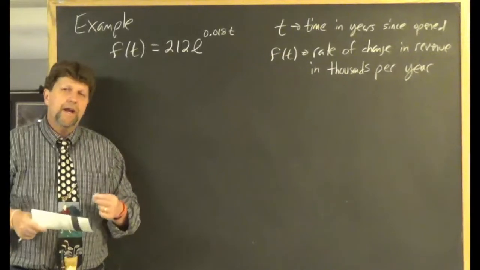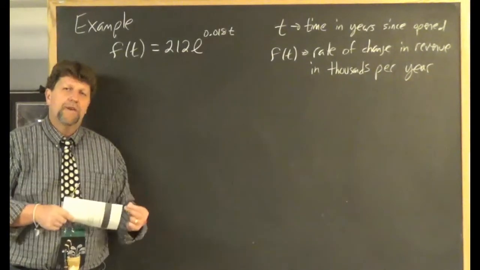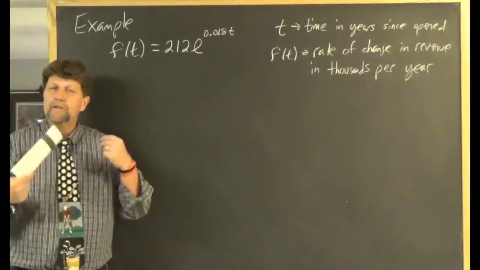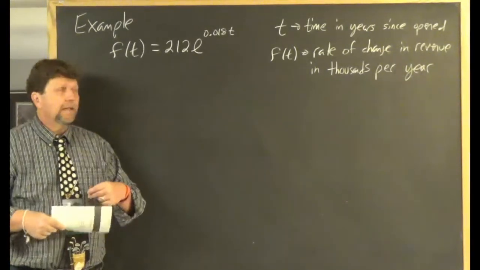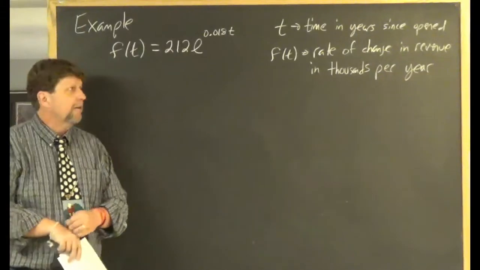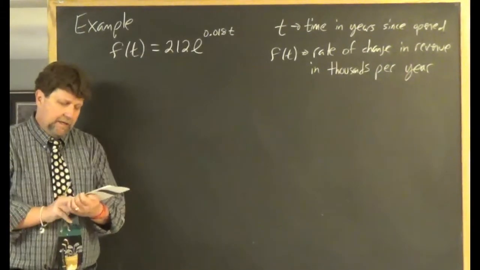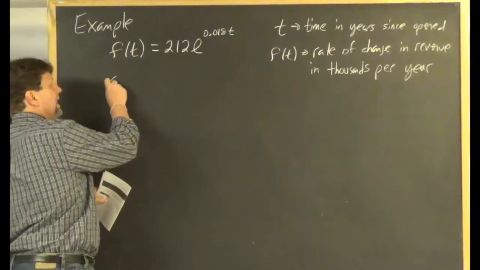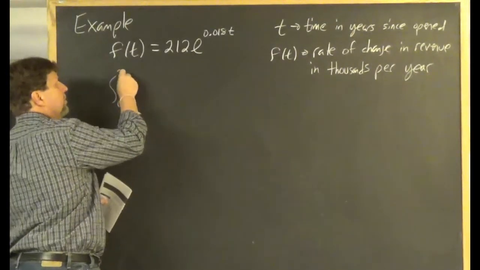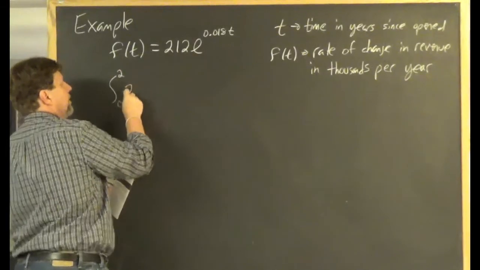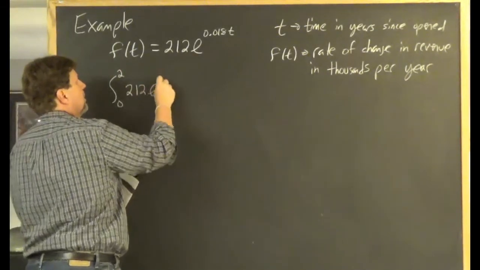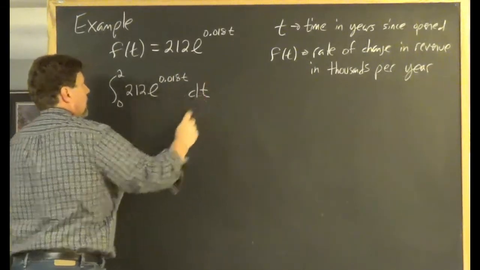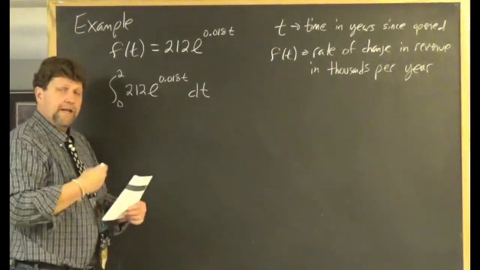When you integrate a rate of change function, it gives a total accumulation. It gives a total amount. So to get the total amount of revenue generated in the first 2 years that this restaurant was open, we need to integrate from 0 to 2 the rate of change function. This is a pretty straightforward antiderivative.